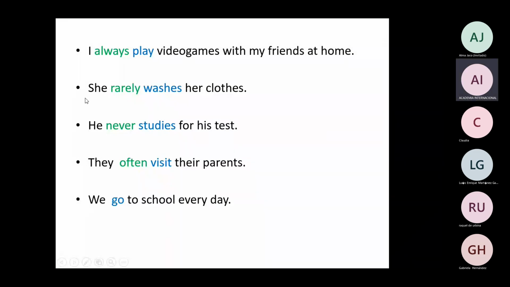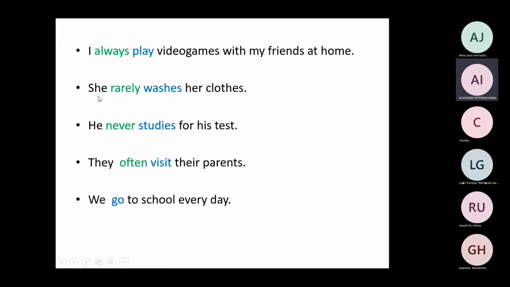Another example, can somebody help me out reading the second one? Me, teacher. Okay, thank you. Go ahead. She really watches her clothes. Okay. This is pronounced rarely. Rarely. Oh yeah, that's correct. She rarely washes her clothes.